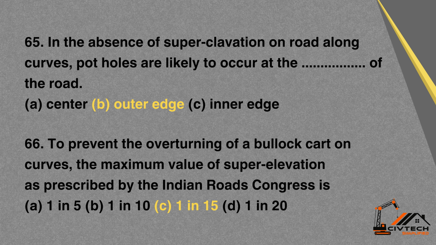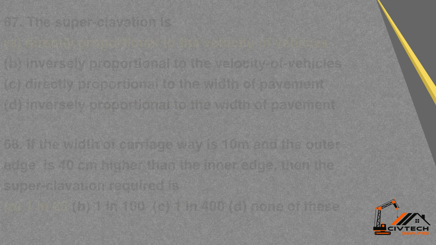66. To prevent the overturning of a bullock cart on curves, the maximum value of superelevation as prescribed by the Indian Roads Congress is A. 1 in 5, B. 1 in 10, C. 1 in 15, D. 1 in 20. Correct option, C. 1 in 15.